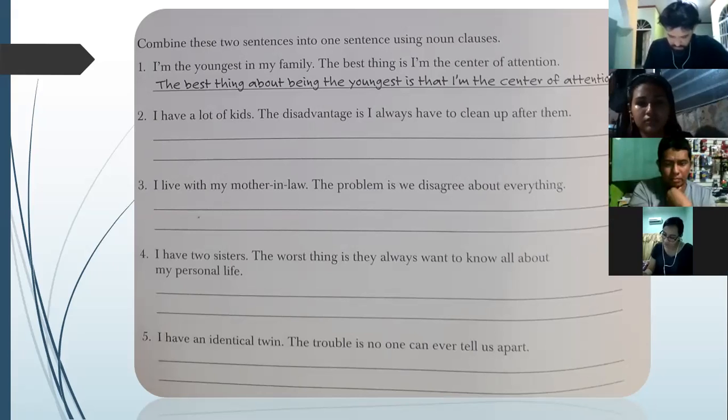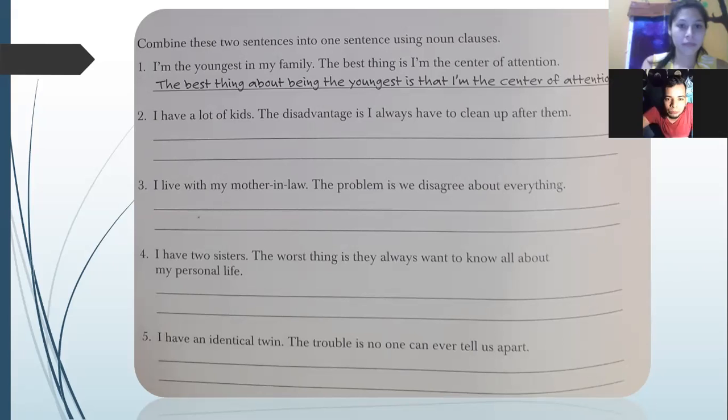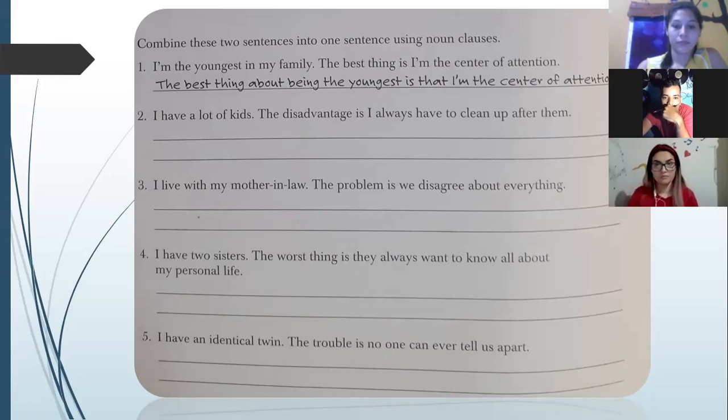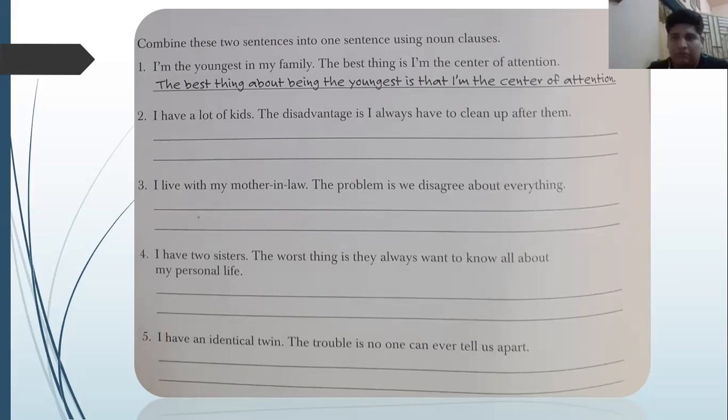Okay. Who wants to do number four? Any other volunteer? Yes. The worst thing of having two sisters is that they always want to know all about my personal life. Excellent. Very nice.